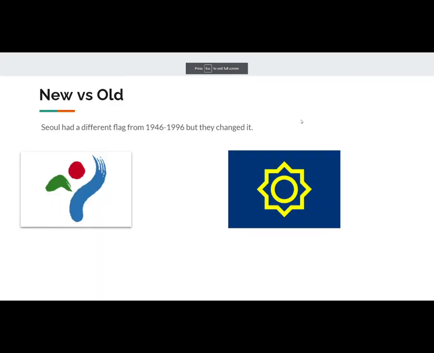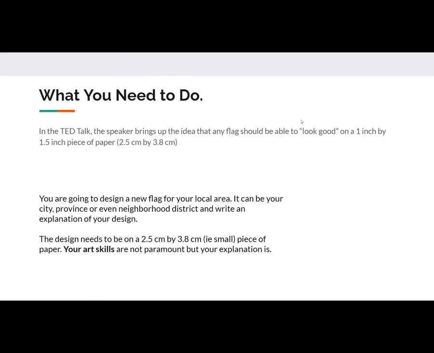So why am I boring you with all this? Well, this is what you're going to do. You are going to design a new flag for your local area. That can be your city, your province, a district, or Gyeode as well. You're going to design a flag that should look good on a 1 inch by 1.5 inch piece of paper. Now that's 2.5 centimeters by 3.8 centimeters. So a small piece of paper.